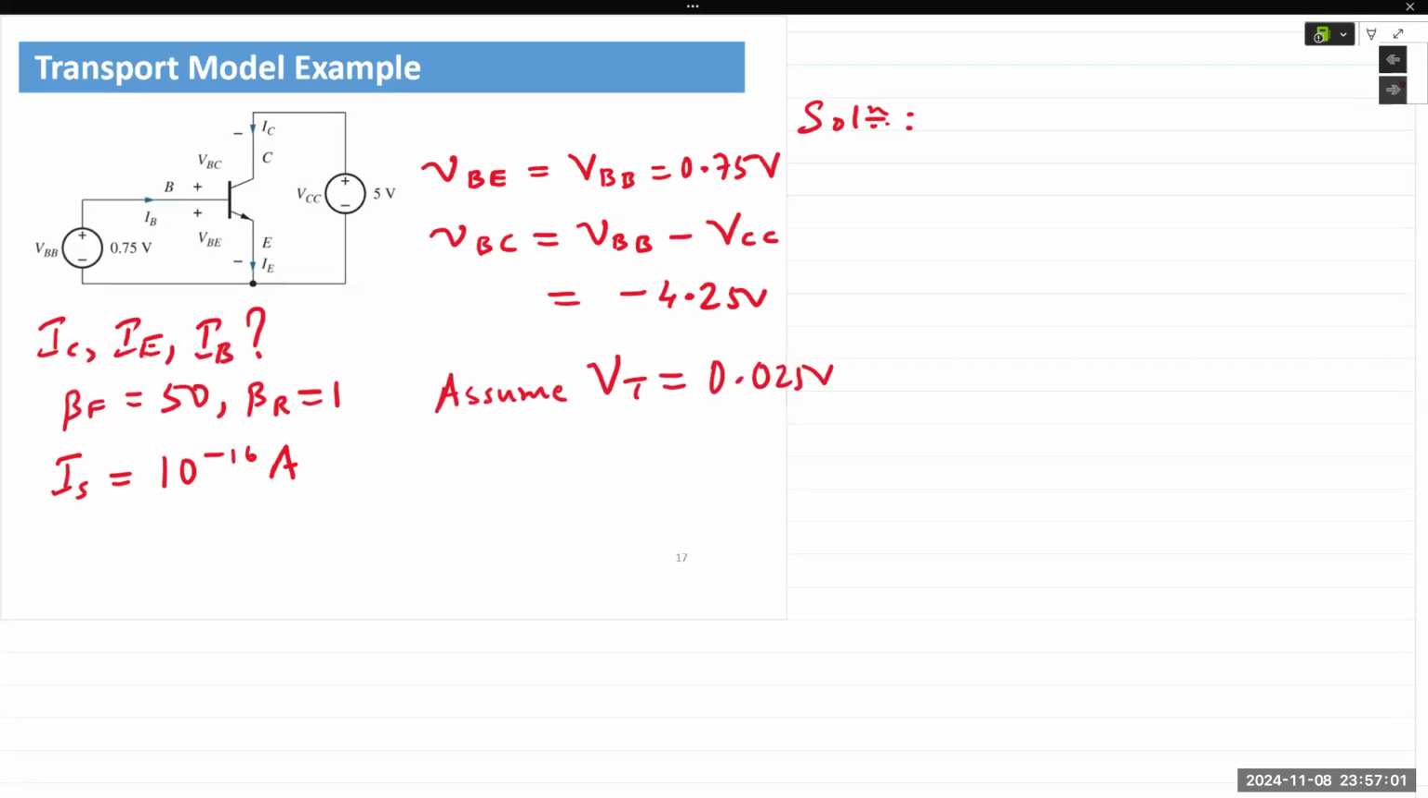You can also use 25.8 millivolts, unless the problem states specifically 25 millivolts. Since it's not given, we'll assume 25 just to stay consistent with the text. You have all the values now. Plug into equations and solve.